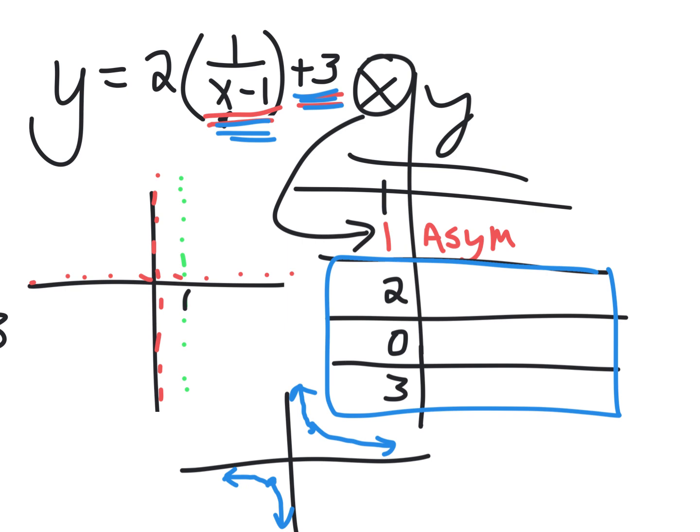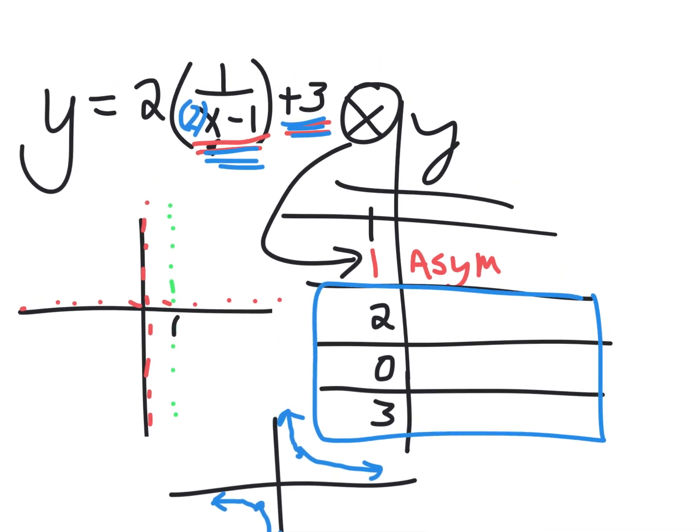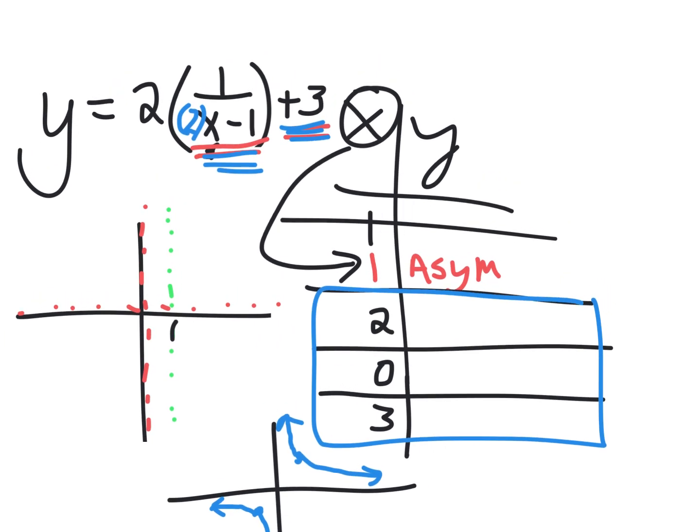Okay, when I put in 2 here, I have 2 minus 1 on the bottom, which is 1. 1 divided by 1 is 1, times 2 is 2, plus 3 is... Do you guys get 5? 2 comma 5? Awesome. If you put in 0, I think you get 1. Can you agree with that? Awesome. And then if I put in a 3, 2 times a half, which is 1. 1 plus 3 is 4. I have those right? Awesome.